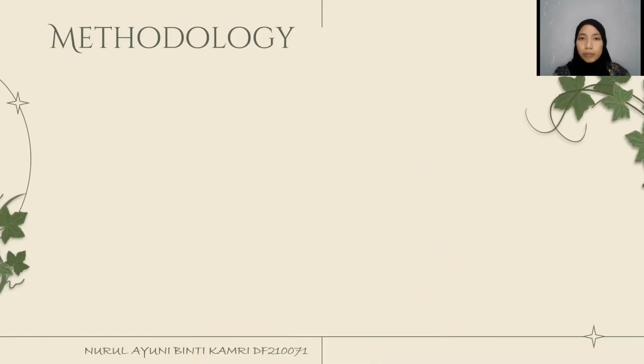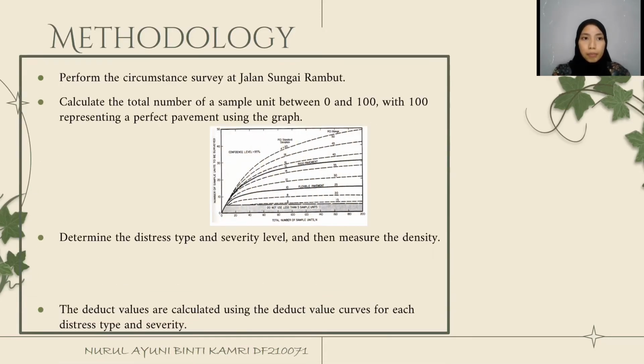After that, I want to explain how to get the PCI value. Firstly, perform the condition survey at Jalan Sungai Rambut. Second, calculate the total number of sample units between 0 and 100, with 100 representing a perfect pavement, using this graph and this formula. Third, determine the distress type and severity level, then measure the density using this formula.